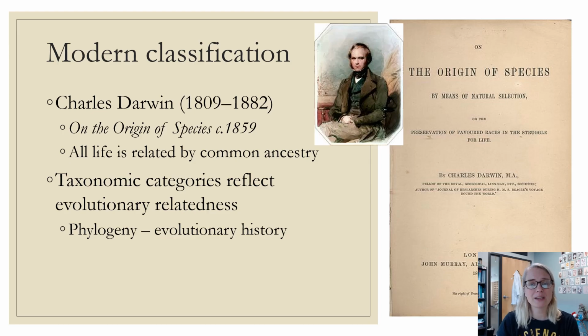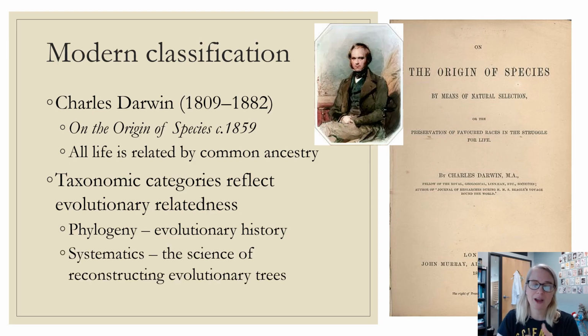So there's a couple different ways that we talk about modern classification. We have phylogeny, which is evolutionary history. So phylogeny deals with this change over time as organisms adapt to their environment. And then systematics is the study or the science of making these connections, what we call evolutionary trees. So phylogeny is the study of this evolutionary history. Systematics is actually making those connections, actually making a diagram. We'll see some of those here in a little bit to show those relationships.